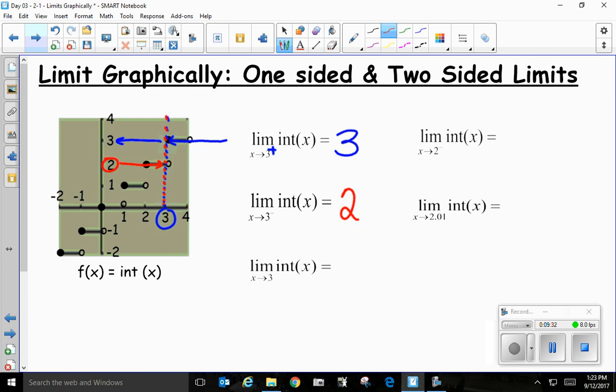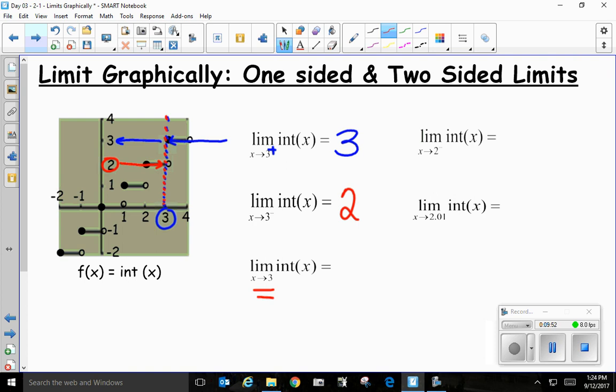So who can tell me what the next one is? What is just the limit of 3? Not from the right or the left, but from both the right and the left. It approaches y equals 0. It approaches y equals 1.